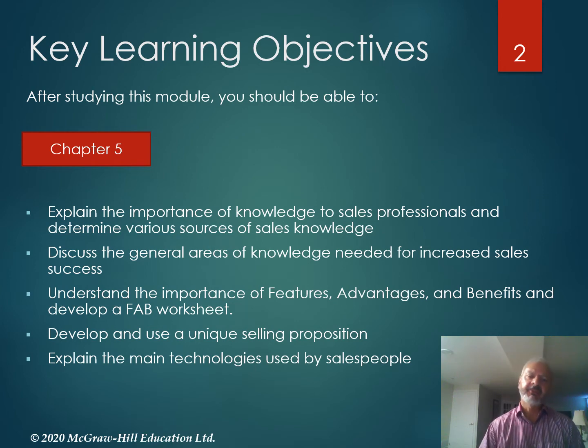And we'll also explain the main technologies used by salespeople. Remember, this chapter is about gathering information so that we can become knowledgeable about the customer's environment, the customer's situation. To do that, we got to be able to manage that information. We have to be able to gather it from various sources. And today, a lot of that is handled through various applications and technologies that we'll see.